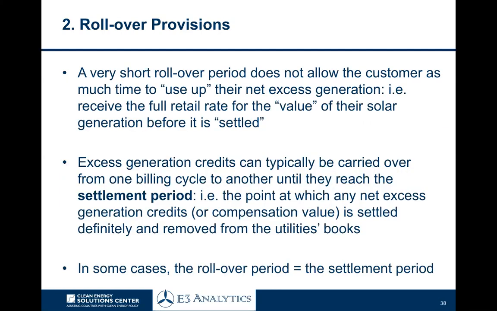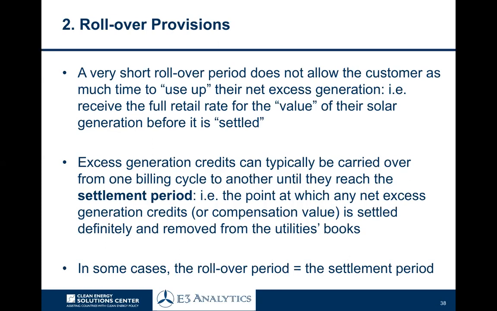As you can imagine, a very short rollover period does not allow the customer as much time to use up their net excess generation. So if you're producing a lot on Monday and Tuesday because it was beautiful and sunny, and then it's cloudy on Thursday and Friday of the week, you ideally want at least that week so that you can consume that excess power that you have produced. That's particularly the case if the compensation rate is below the retail rate, because then you have an incentive to want to ensure that the value of your generation is as high as possible. In other words, that you receive the full retail rate for the value of your solar generation before it is settled by the utility.